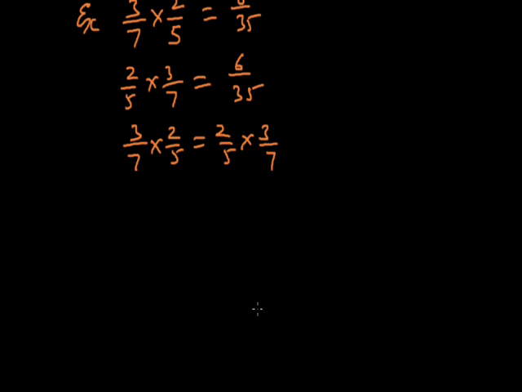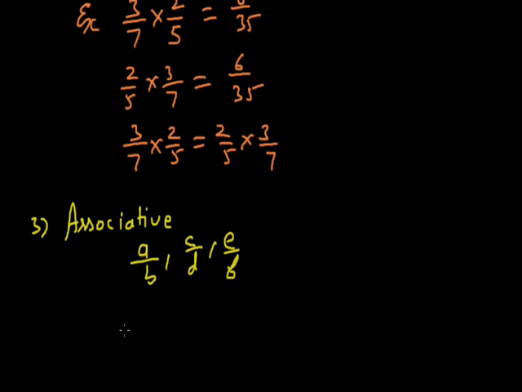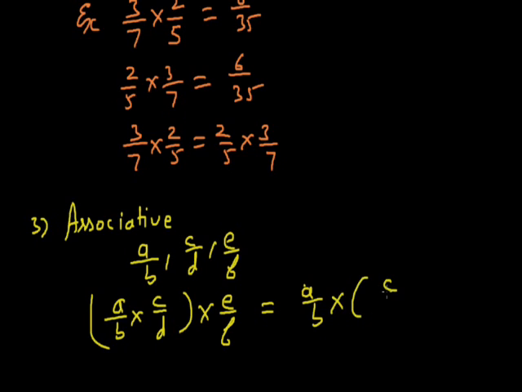Now after commutative, the next property is, sorry, associative. The third property is the associative property. Let's say I have rational numbers a by b, c by d and e by f. First I multiply a by b with c by d and after that I multiply the result with e by f. It is the same as if I multiply first c by d with e by f and the product is multiplied by a by b. In both situations I get the same answer. So this is the associative property of multiplication.